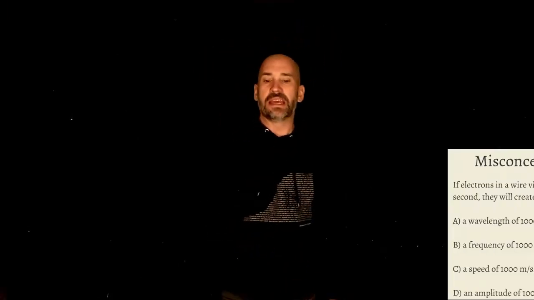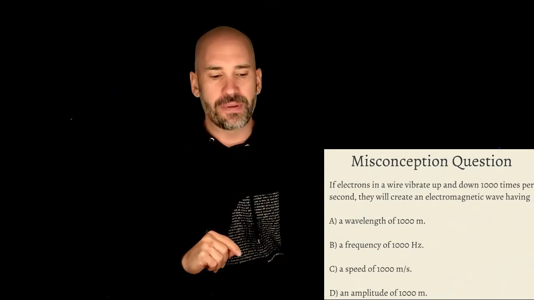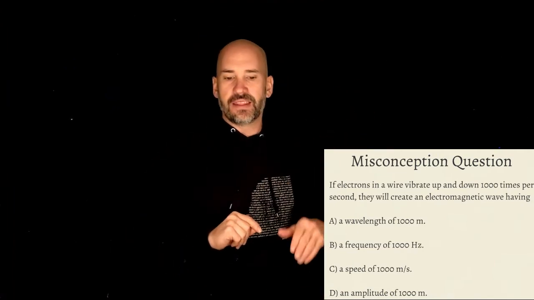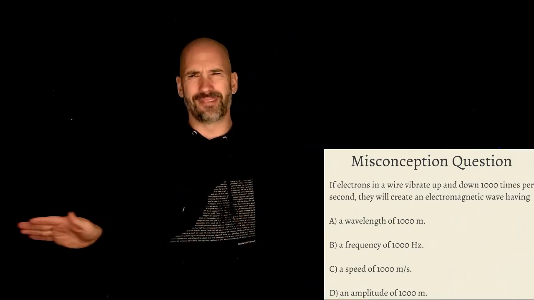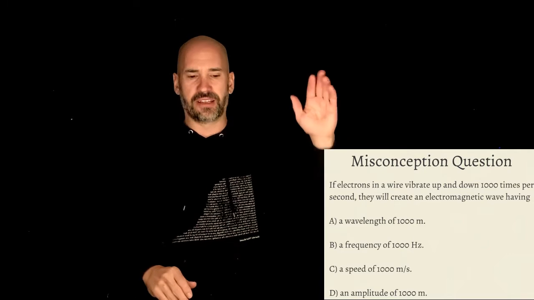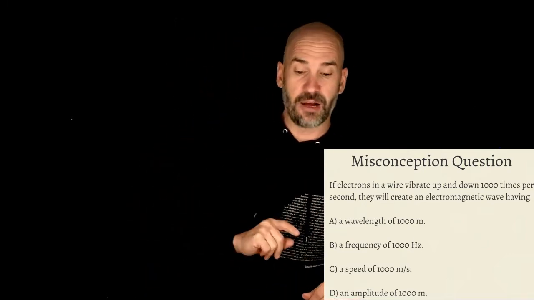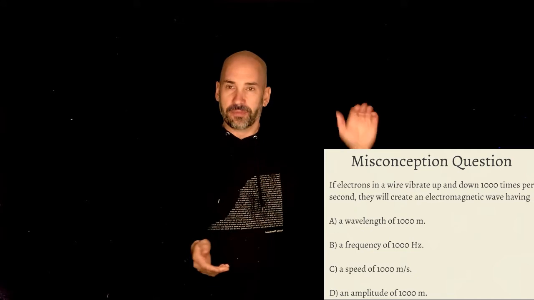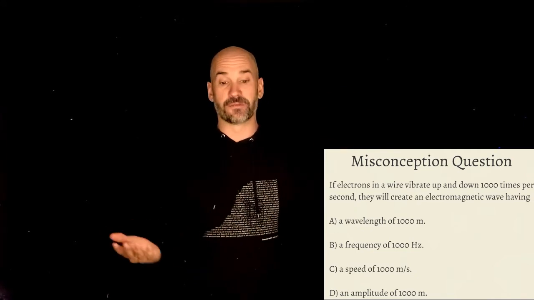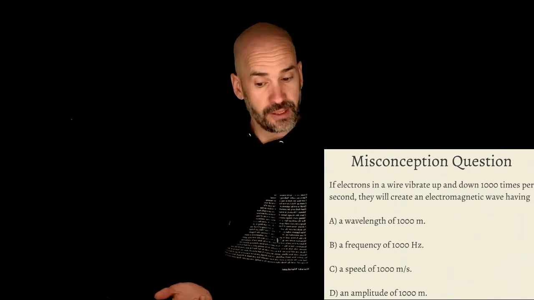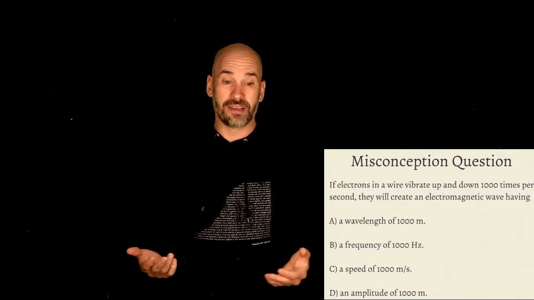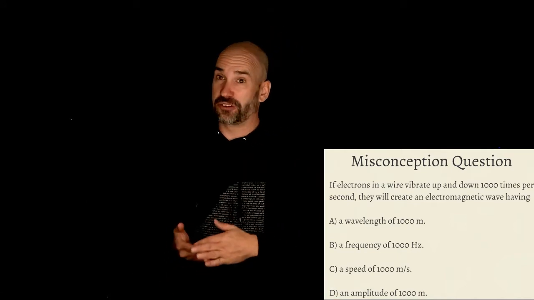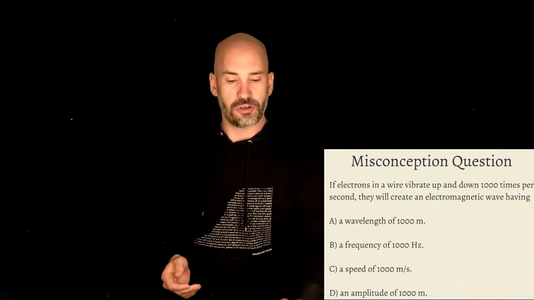Another misconception question. If an electron in a wire is vibrating up and down 1,000 times per second, it will create an electromagnetic wave having a wavelength of 100 or 1,000 meters? No, not a wavelength. It's telling you how many times per second it's jiggling. A frequency of 1,000 hertz? Yes, obviously, right? How many times you vibrate per second is the frequency. So the answer to that would be B. C, a speed of 1,000 meters per second. We're not talking about a speed. By the way, if it's an electromagnetic wave, the speed would actually be 3 times 10 to the 8, which you know. And we're not talking about amplitude either.